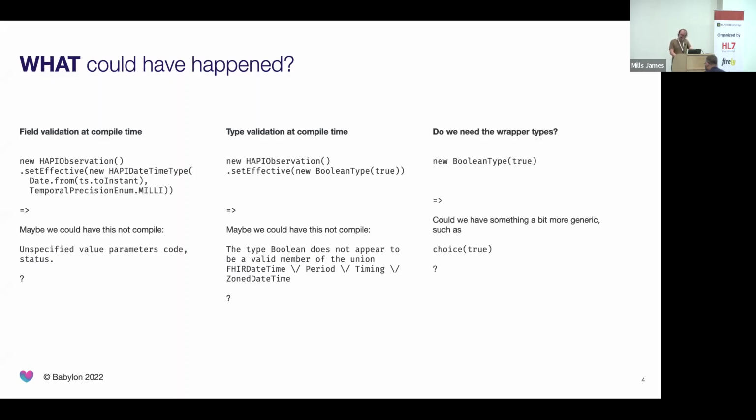And this whole Boolean type thing makes me a bit uncomfortable. A Boolean is a pretty simple thing. I like the idea of being able to just deal with it naturally. And having to wrap it in a new Boolean type just feels like a little bit too much ceremony. So maybe there's something else we can do better here.